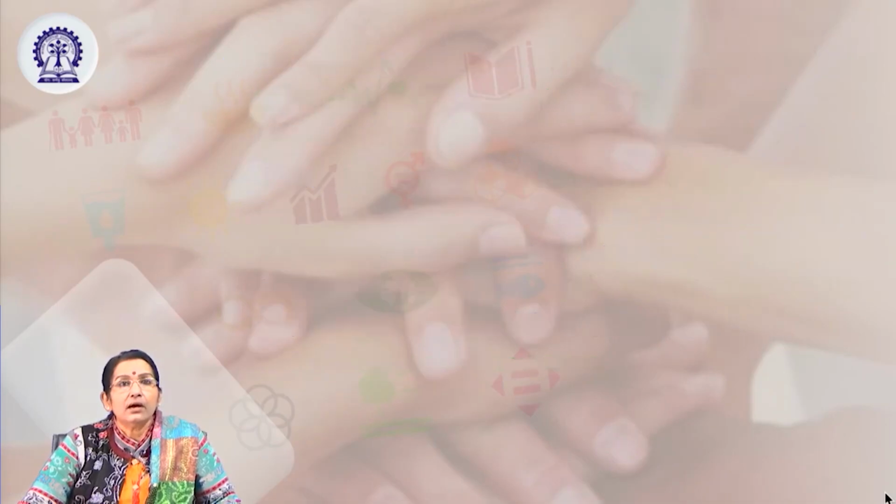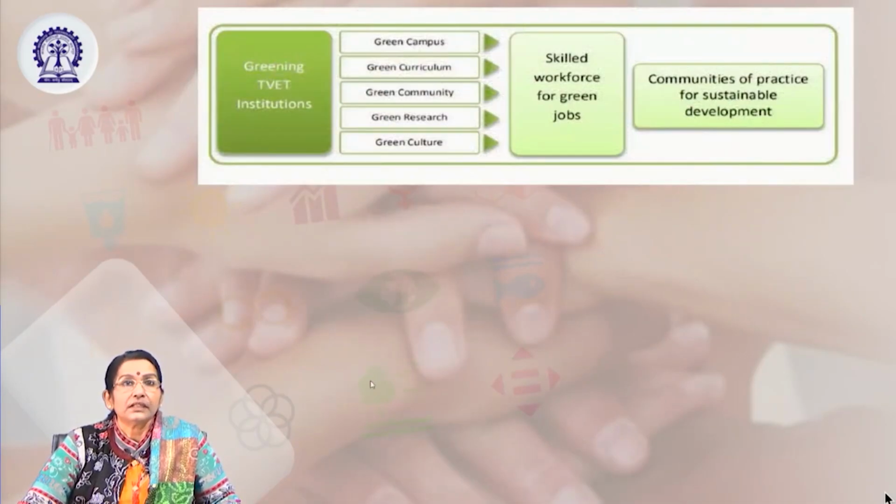Then again, how to identify the TVET indicators. For example, these are the greening TVET institution, green campus, these are the five dimensions, skilled workforce for green jobs, and communities of practice for sustainable development. Then again, who are the direct and indirect stakeholders who are going to use this? That is, identifying the communities of practice for this sustainable development.